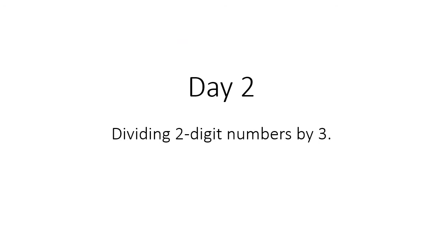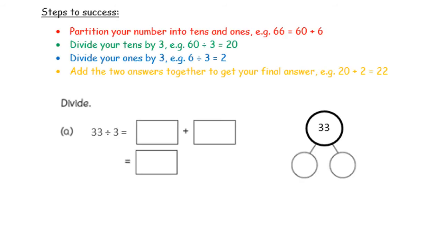Moving on to day 2, and today you're still dividing 2-digit numbers, but you're dividing them by 3. Again, we're going to partition our number into our tens and ones. For example, 66 is 60 plus 6. Divide your tens by 3. 60 divided by 3 is 20. Divide your ones by 3. 6 divided by 3 is 2. And then add the answers together.